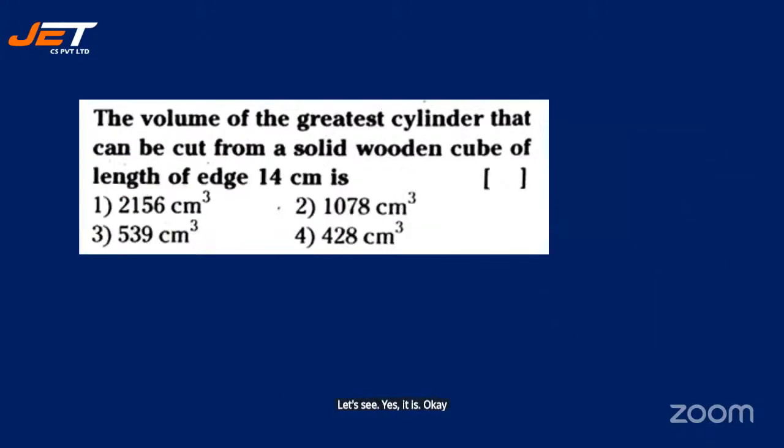Okay, right. Now let's move on to the next question. The volume of the greatest cylinder that can be cut from a solid wooden cube of length of edge 40 centimeters is dash. Right. So now quickly give the answer. By then, let me see how many of you have given me the answers for the last sum as well. Let's see.